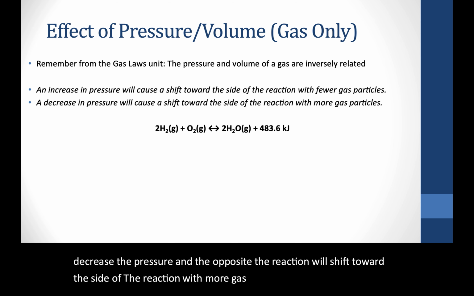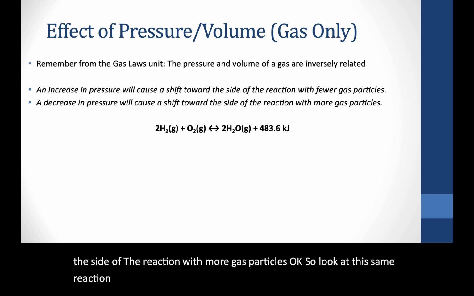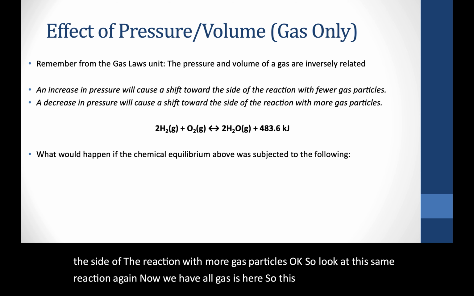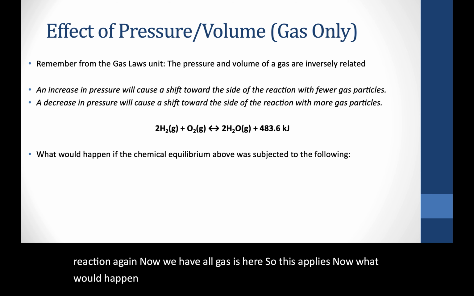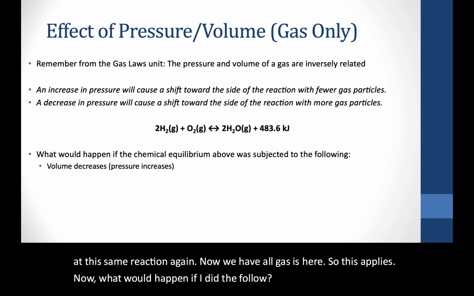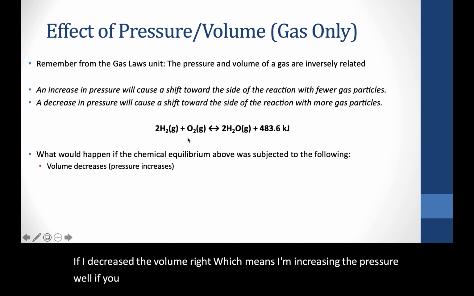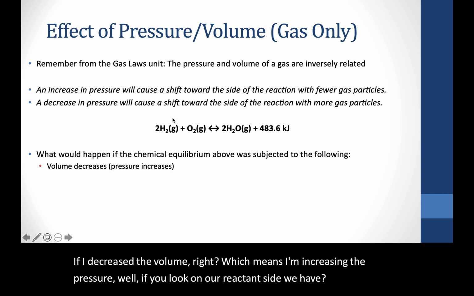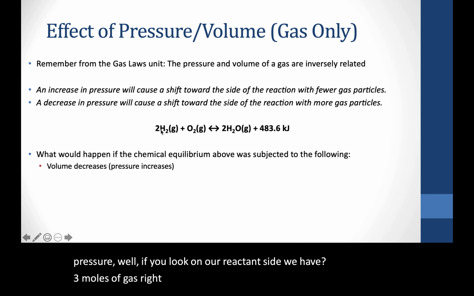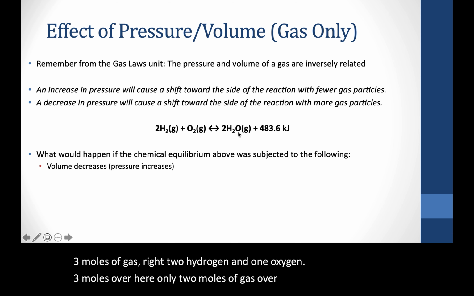Okay, so we'll look at this same reaction again. Now we have all gases here, so this applies. Now what would happen if I did the following? If I decreased the volume, which means I'm increasing the pressure. Well, if you look on our reactant side, we have 3 moles of gas, right? 2 hydrogen and 1 oxygen. 3 moles over here, only 2 moles of gas over here, and it's just H2O.